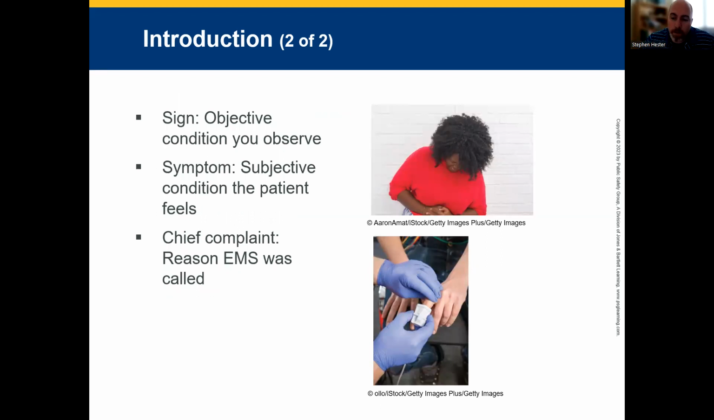All right, a sign is something that you observe with your eyes. All right, something that you can feel. Okay, a symptom is a subjective condition that the patient feels. It's not something that you feel. It's something that the patient feels. Abdominal pain, chest pain, right leg pain. Okay, you see a right finger fracture. Okay, that is a sign to you. You see shortening or elongating of the right lower extremity. Okay, and then the chief complaint is the patient's reasoning as to why they called.